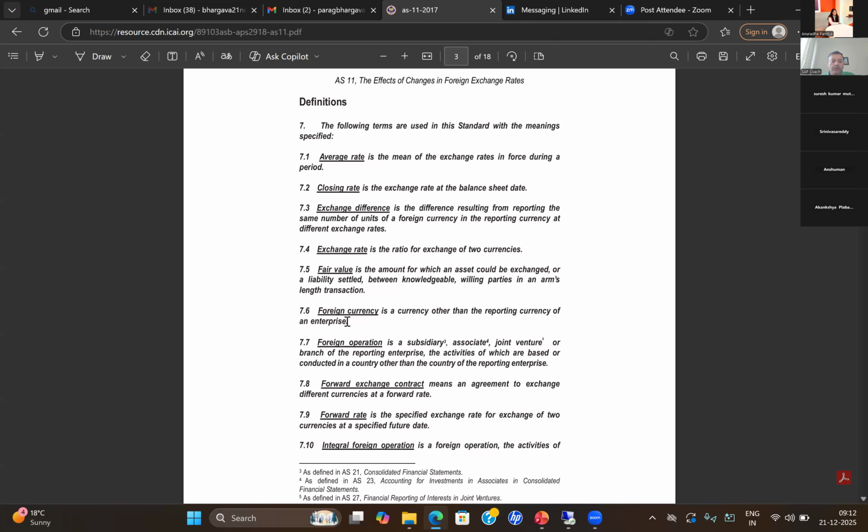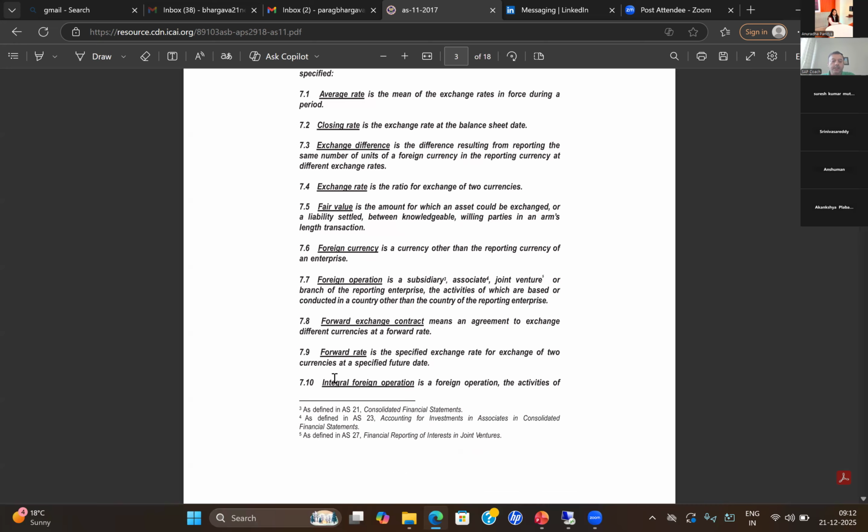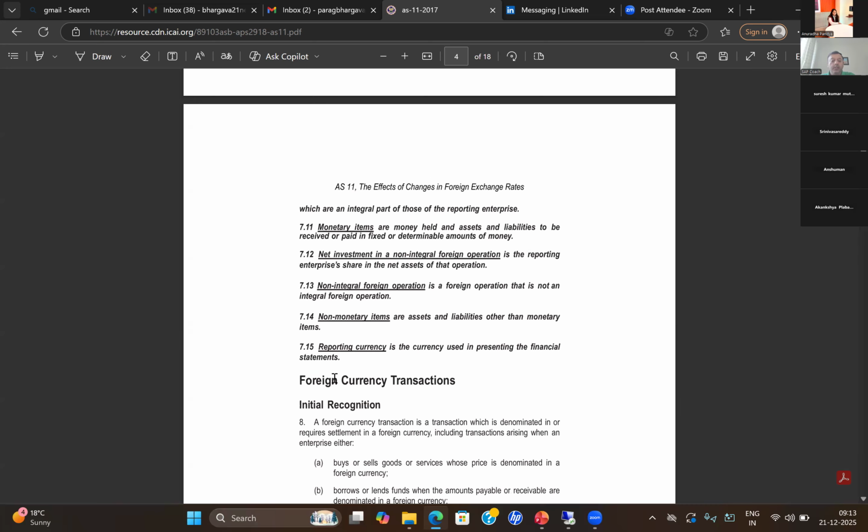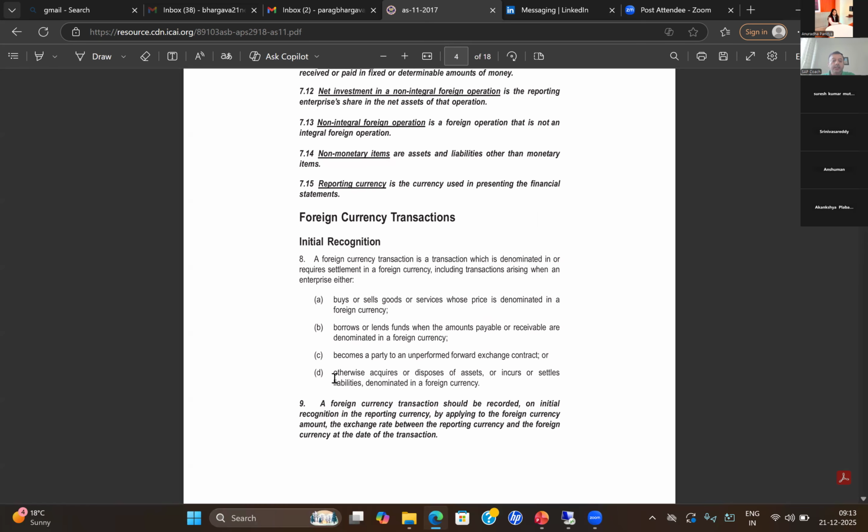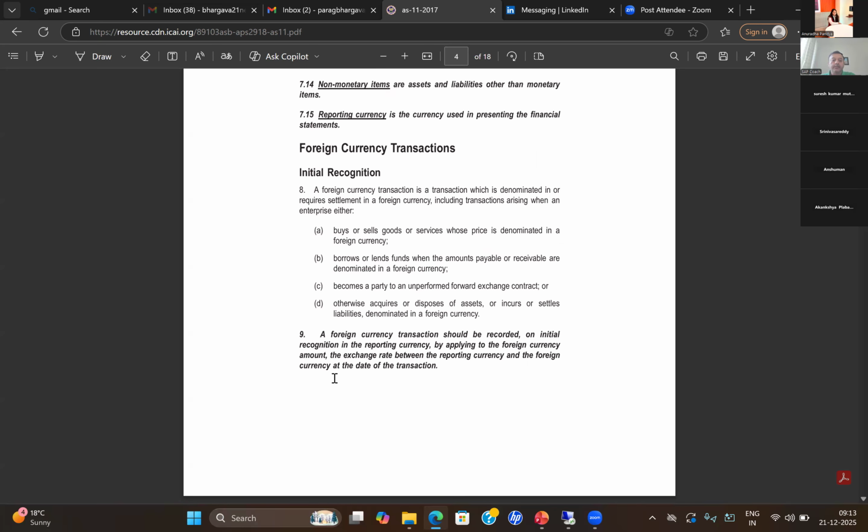What is a foreign currency? What is exchange rate? What is closing rate? Right. So like this you can do. Then, let's read this through.